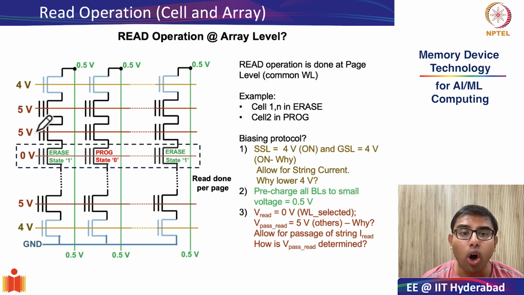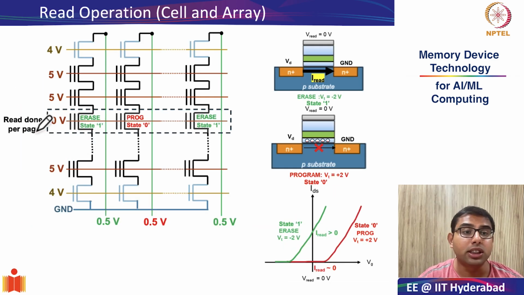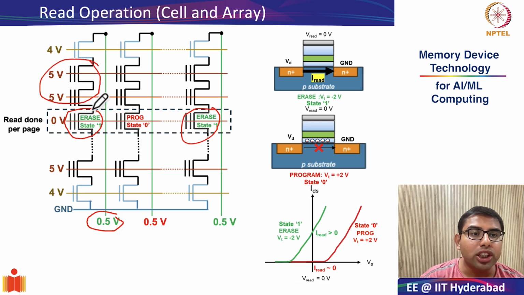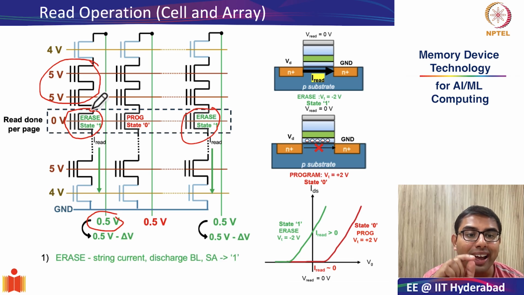Okay, so after all these biasing protocols are completed, let us try to understand how the read operation finally happens. Let's recall that cell 1 and cell n were in the erase state or in state 1. So when you apply a small bias, 0.5 volts, at the bit line and you ensure that the other cells allow this bias to get transferred to the drain, what will happen? There will be an effective string current. Why will there be an effective string current in string 1 and string n?